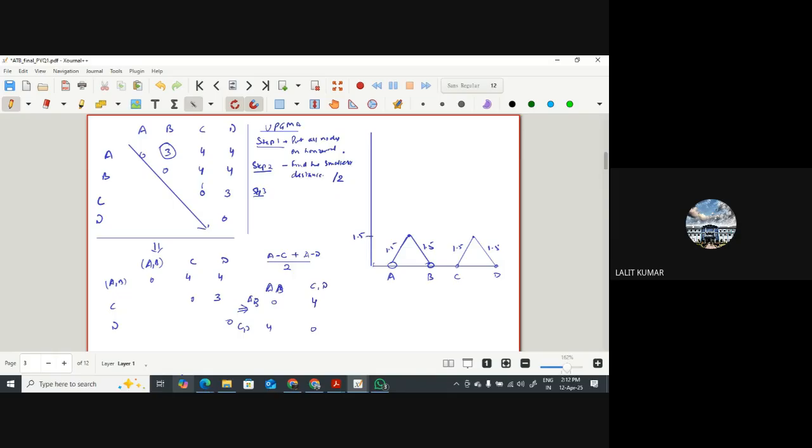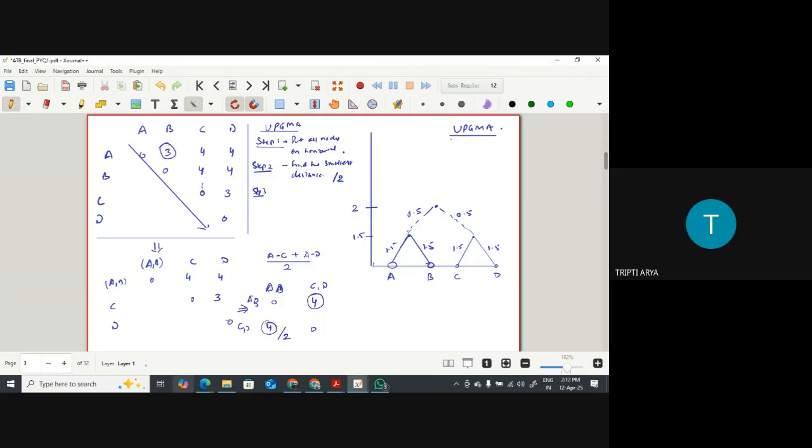And for the root node, you found 4 between AB and CD. You divide this by 2 and make the root node. So your root node will be here, at 2. So what will be this distance? This distance will be 0.5 and this distance also will be 0.5. Okay. Got it, sir. Thank you.